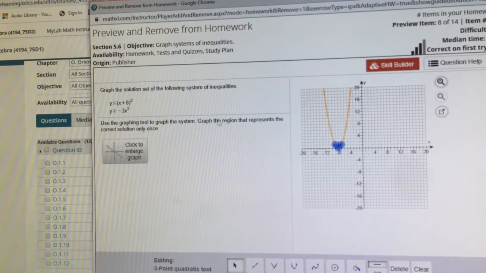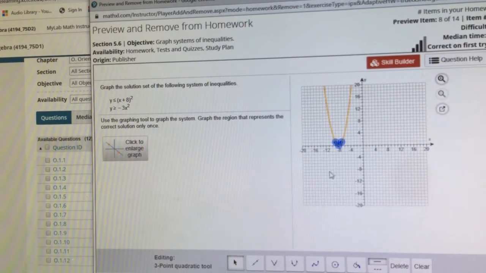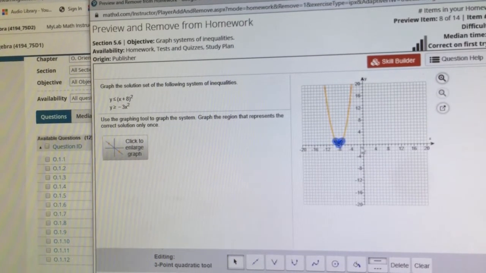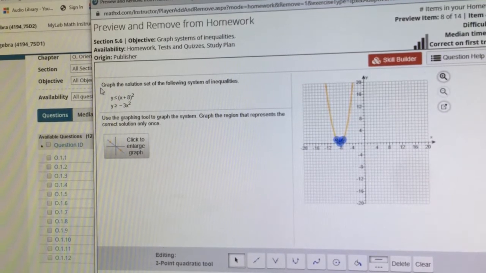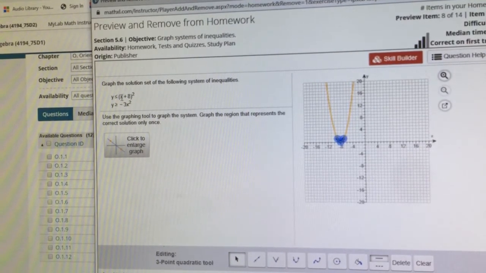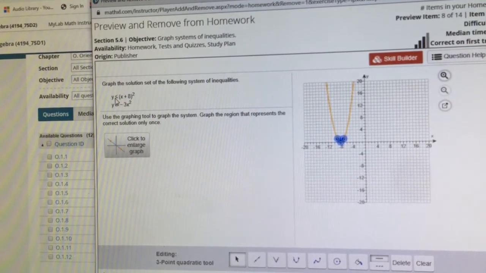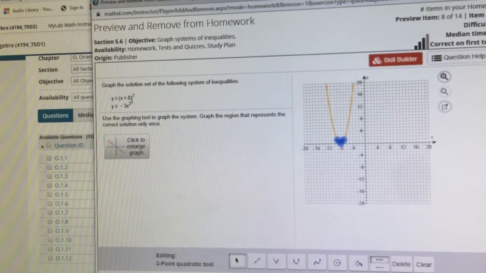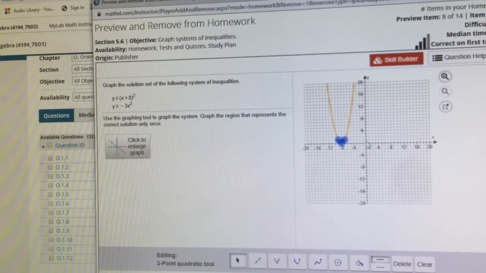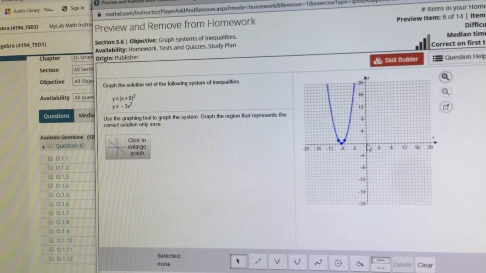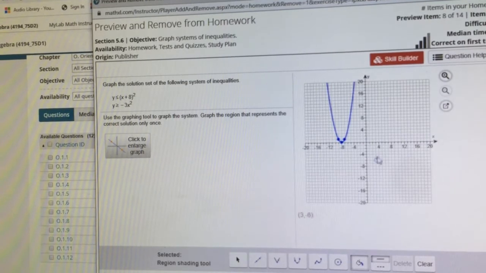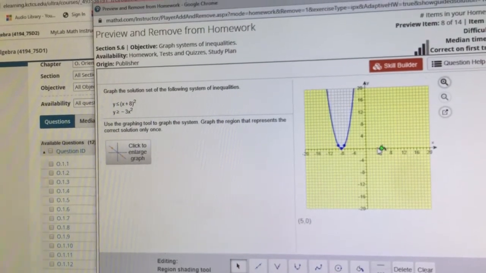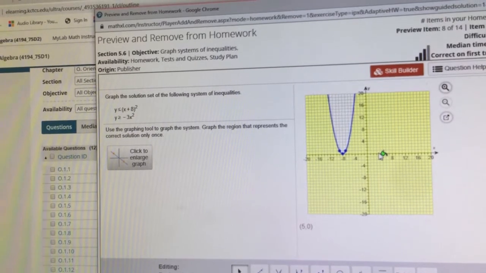All right, now, do I shade inside the parabola or do I shade outside of it? So I'm going to try my test point, which is way over here, 0, 0. If I put 0 in for y, put 0 in for x, I get 0 is less than 0 plus 8, which is 8 squared, which is 64. Is 0 less than 64? Well, it sure is. So this test point is true. So I'm going to shade out here. Okay? So there's what I have for that graph.